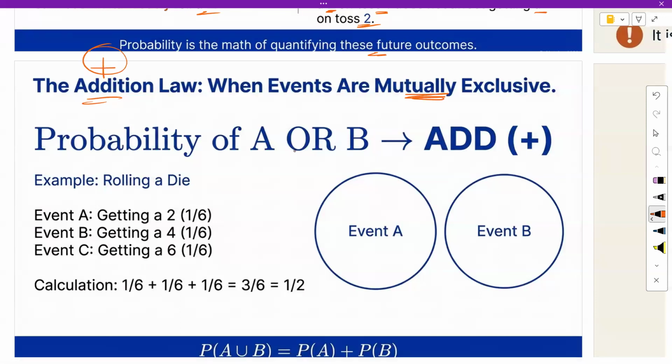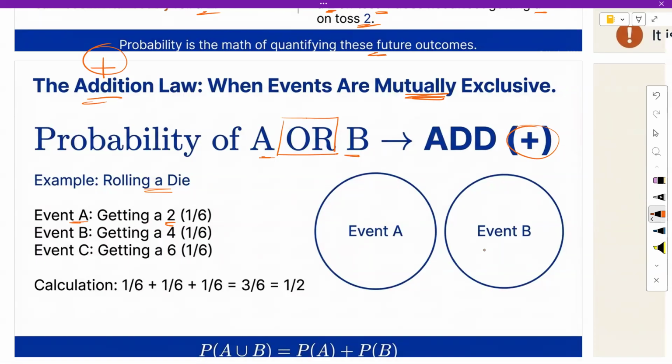Here, probability of A or B. Here, you can see the word we use is "or", and we have to apply the addition law. For example, rolling a 6-face die, we define event A as getting score 2. What's the probability of getting 2?